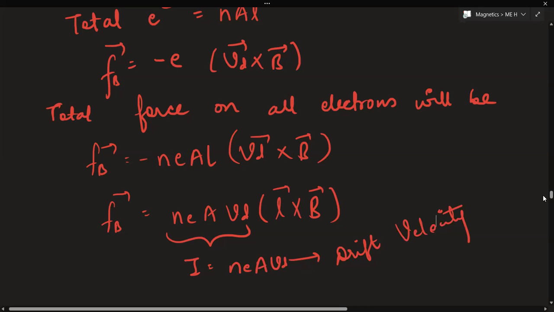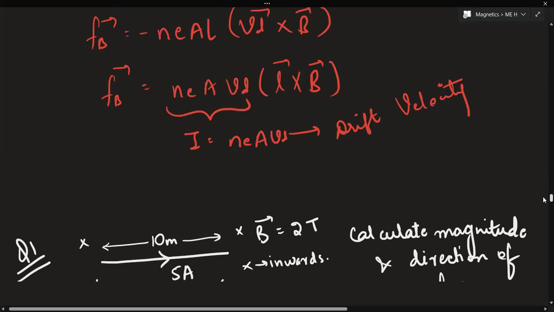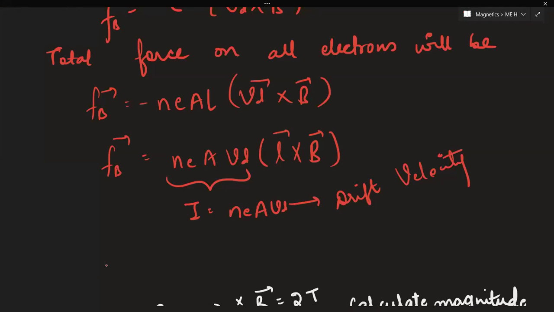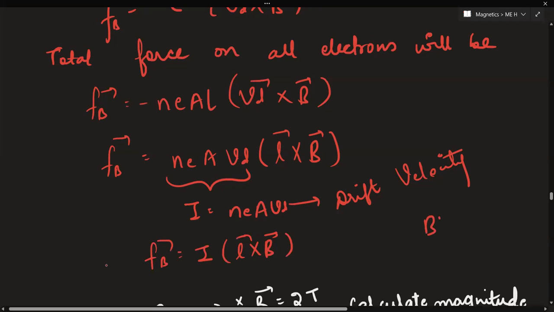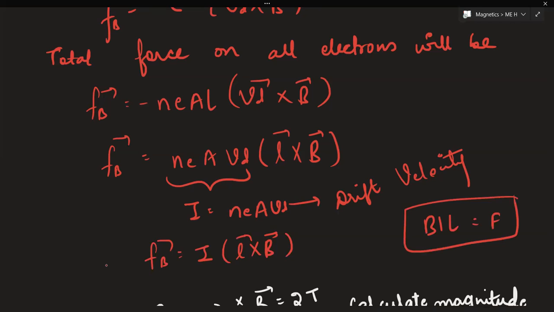So here, what is the final formula? The final formula is I L cross B. Many a time this force is written as BIL also. So easy questions are there.